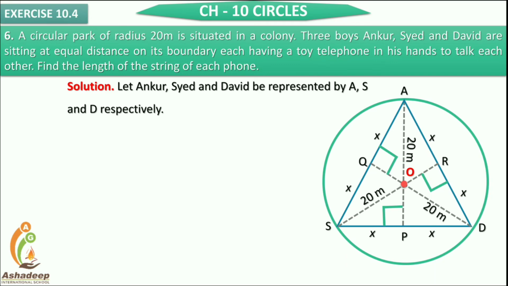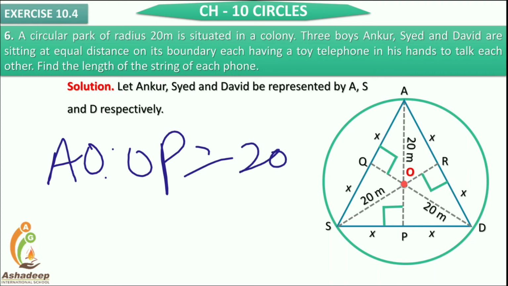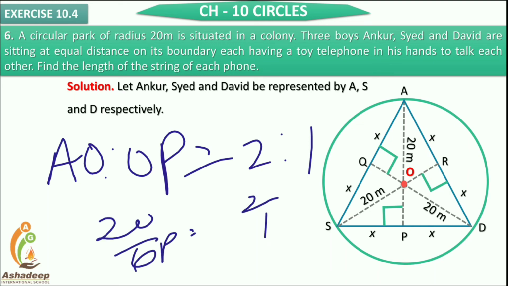See, in equilateral triangle, this is called the centroid. Centroid, this is called the centroid. And centroid divides the median in the ratio 2:1. किस में डिवाइड करेगा? 2:1 में. So what does it mean? AO is to OP is equals to 2:1. So AO की वैल्यू मेरे पास है 20, OP का पता नहीं, is equals to 2/1.